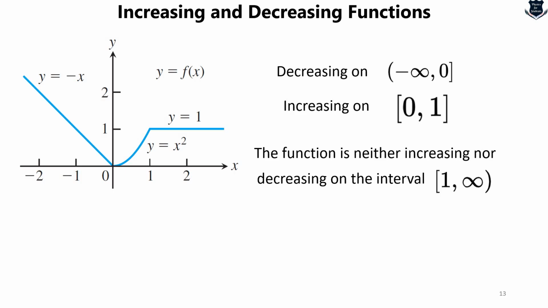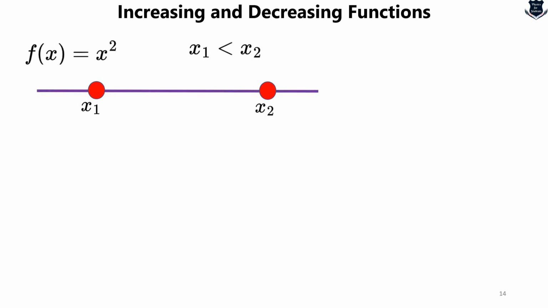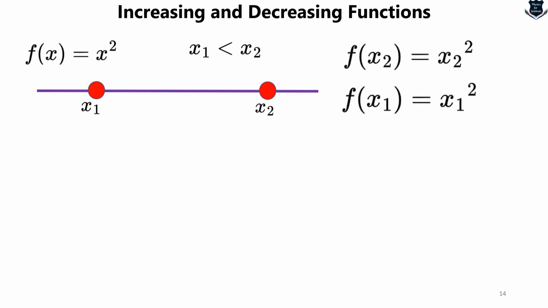Let me give you a quick example of an increasing and decreasing function in very simple terms. Let us consider the function f of x equal to x squared, and let us take 2 points x1 and x2 on the axis, where x1 is less than x2. So f of x2 is equal to x2 squared and f of x1 is equal to x1 squared. Now we know that x2 squared is greater than x1 squared.